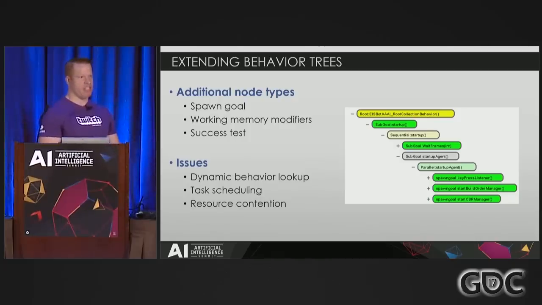One of the node types that's really useful when authoring agents that need to handle a lot of goals and do concurrent action pursuit is spawn goal. This is a node type where you basically create a new goal to pursue, but it's a separate thread of execution from the current node.